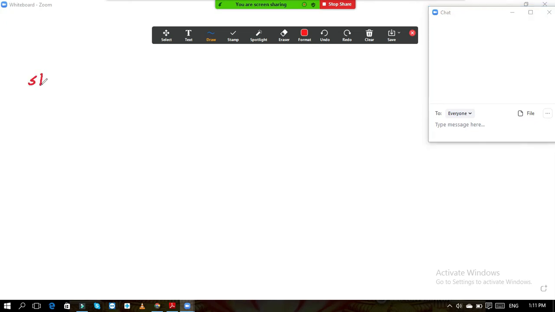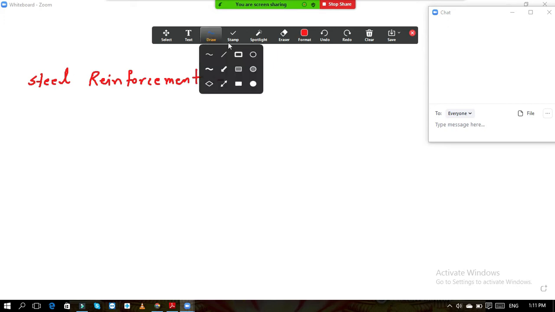Steel reinforcement. Now we will provide the steel reinforcement.